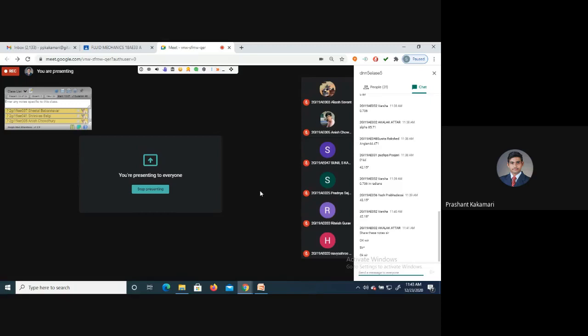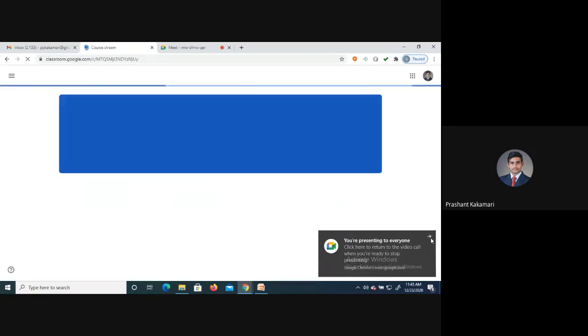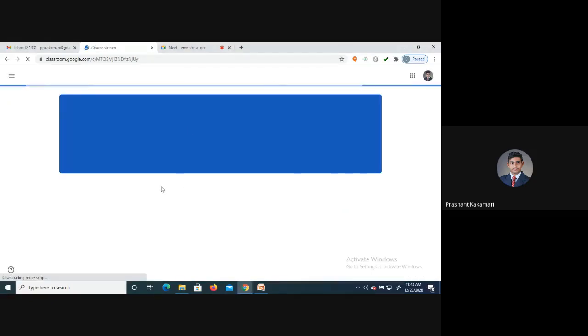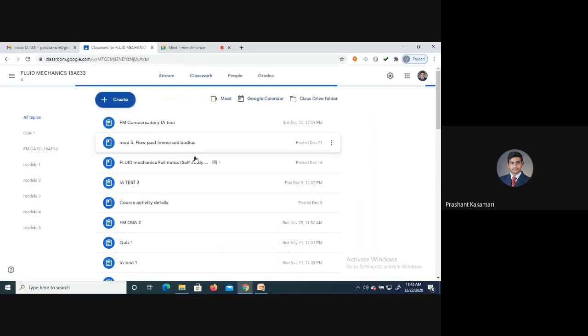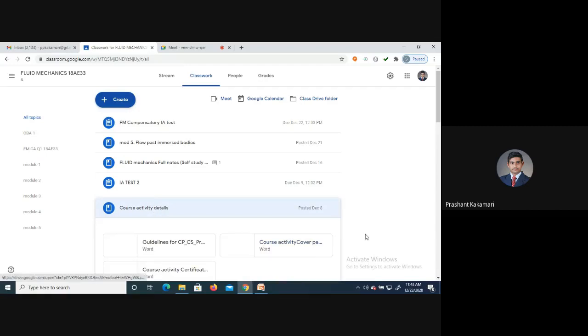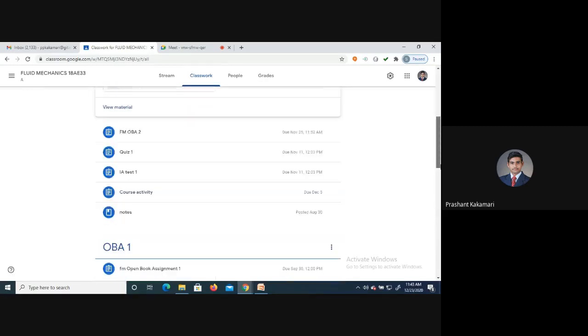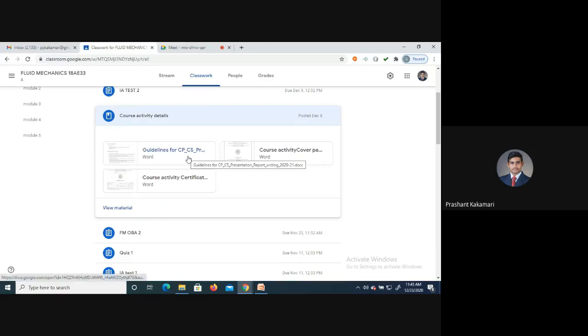So I'll be creating a course activity in the fluid mechanics class. I think it is already there. I'll show here. Fluid mechanics. You can see this page also. If you have any doubts in the course activity, where to submit, what to do, everything, you can see here. Course activity details, December 8, I have created. In this course activity, you have to submit the reports. All the guidelines for the course project and course seminar preparation, certificate, what you have to put in the report, course activity cover page, all these things I have added here.